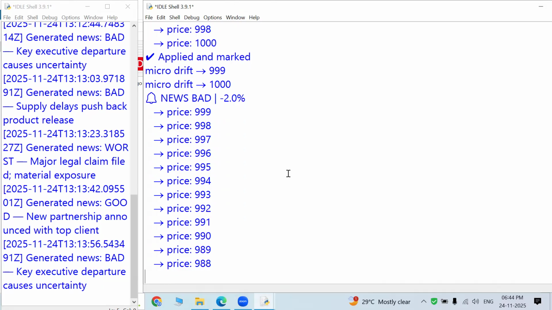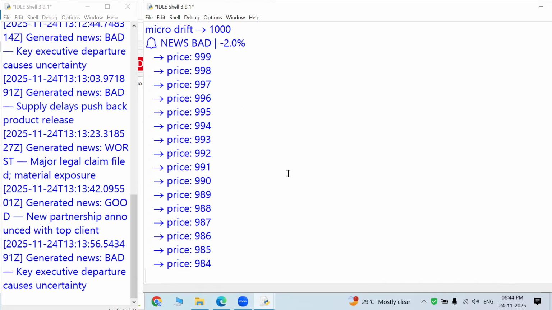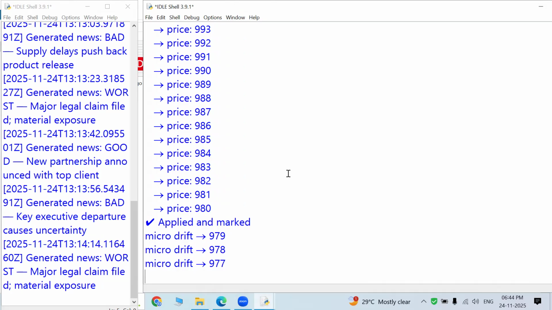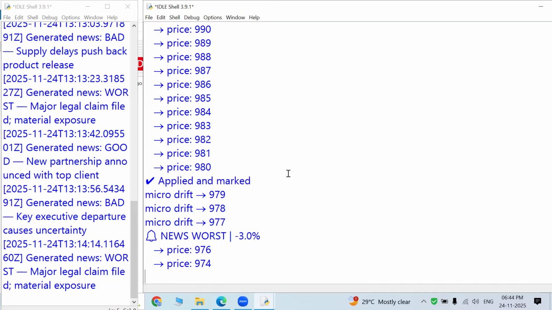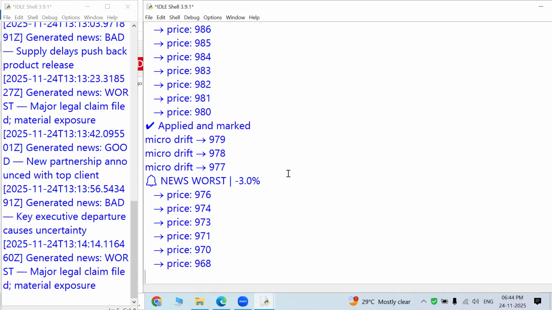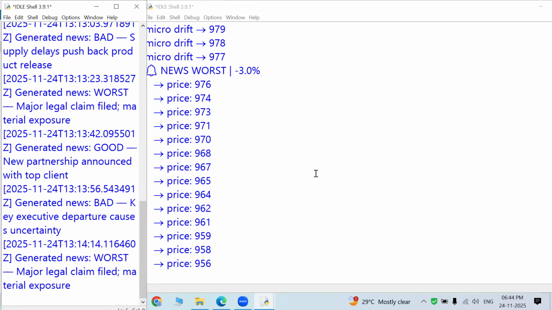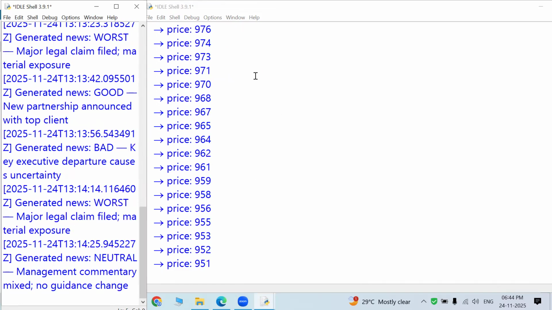This actually happens in the market. So bad news, 2% stock is down. Okay, the market is now waiting. There's no news flow currently. So if there is no news flow, the market is in a wait. Okay, worse news has come, so the market has reacted and it is jumping -3%.